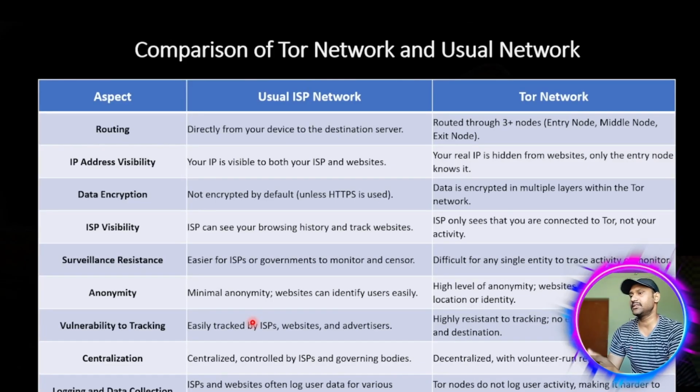This is a comparison of an ordinary network and a Tor network. We'll go through it as fast as we can. First thing is routing. A usual ISP directly routes your traffic to the destination server, but in Tor they are using 3+ nodes. Next, IP address visibility. On a usual network, the server and ISP can see your IP. As I said earlier, with Tor the servers can't see your real IP. They see only the IP of the exit node.